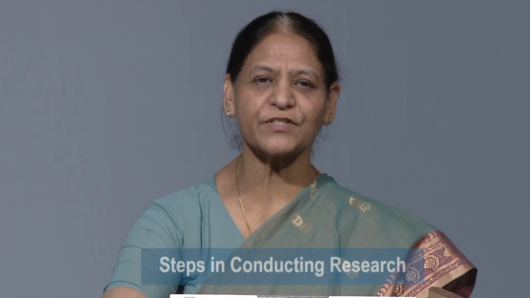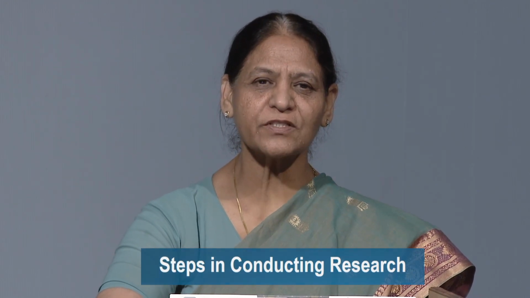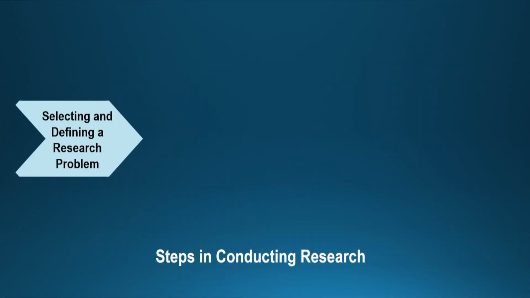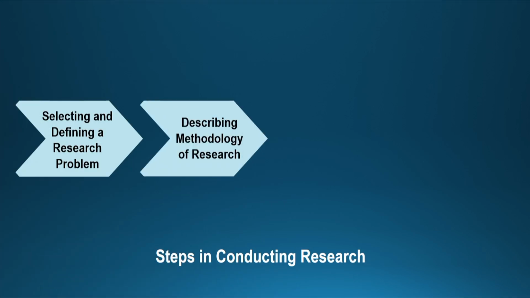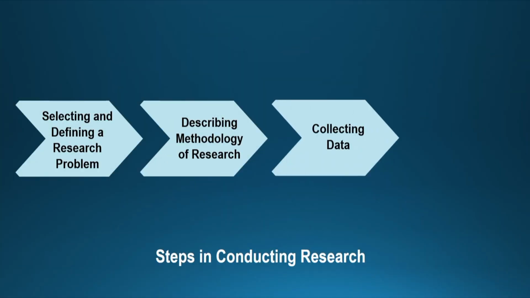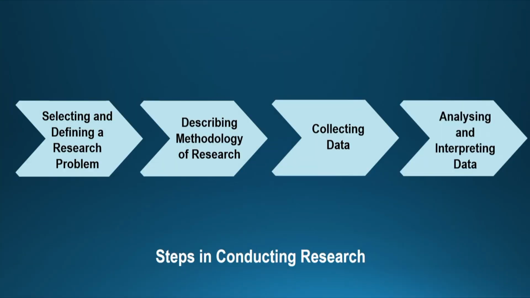While understanding the concept of research, we have seen that research is a systematic process. If it is a systematic process, it consists of a number of steps, and the major four steps in the process of research include selecting and defining the research problem, describing the methodology of research, collecting data, and the last step in undertaking research is analyzing and interpreting data.